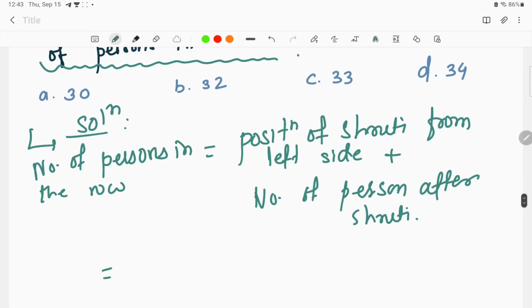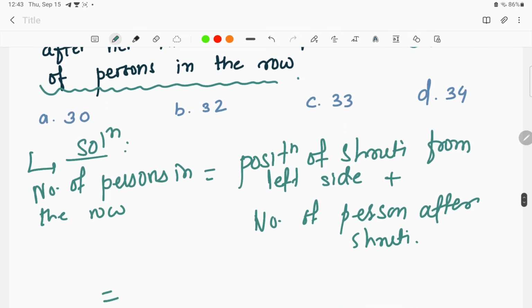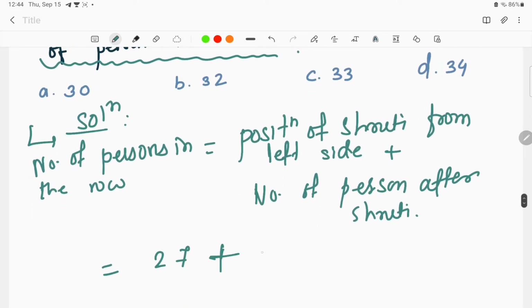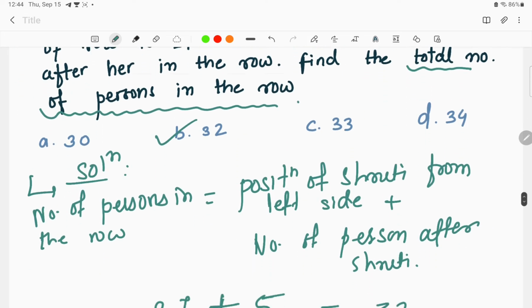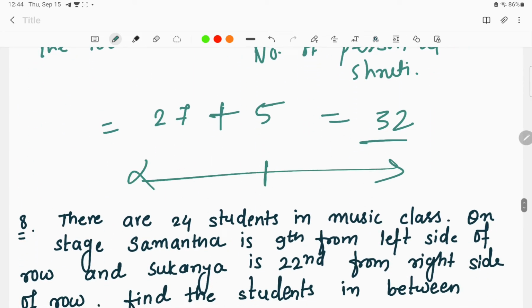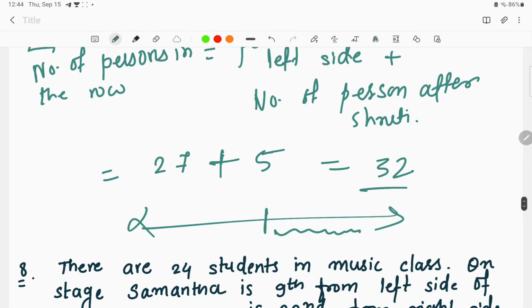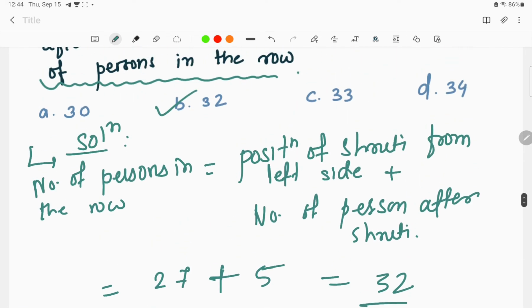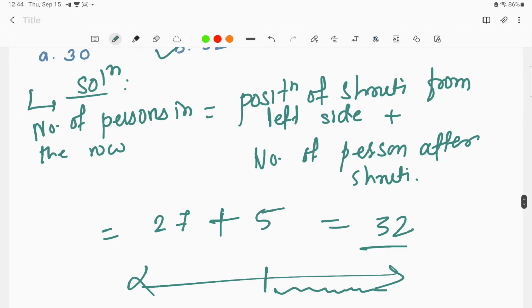So the position of Shruti from the left side is 27, right? Plus the number of persons after Shruti, how many? There are 5 persons after Shruti. So 27 plus 5 is equal to 32. That is option B, the right answer to the question. There are 32 persons in that particular row. How have we found it? We know Shruti's position from one side and we know the number of persons after Shruti. We directly summed the position of Shruti with the number of persons after Shruti, and that gives the total number of people.